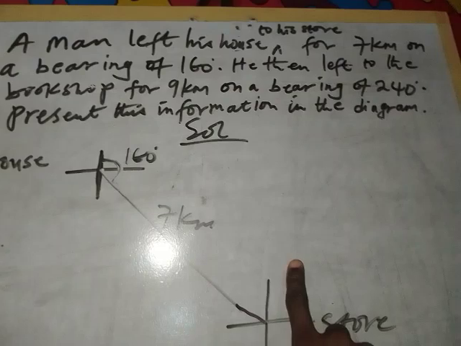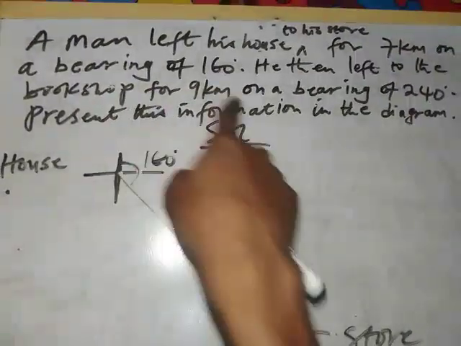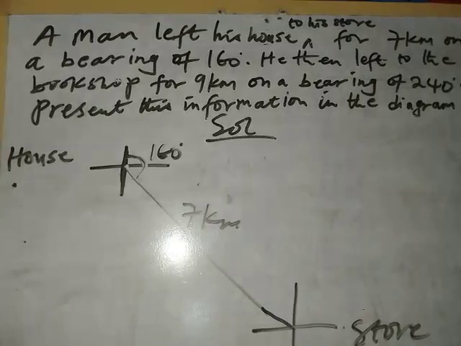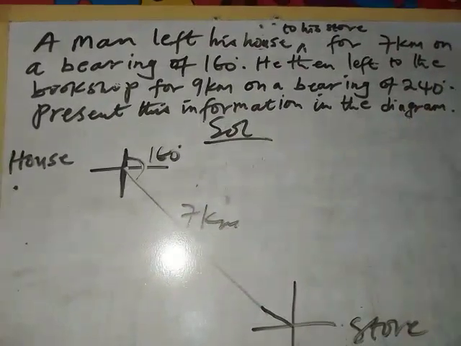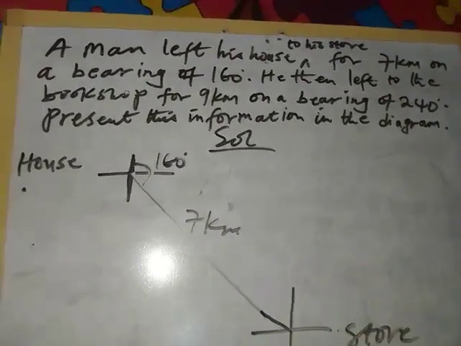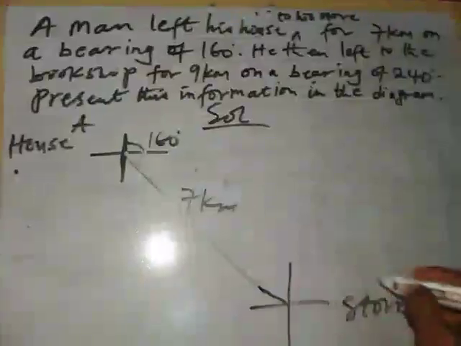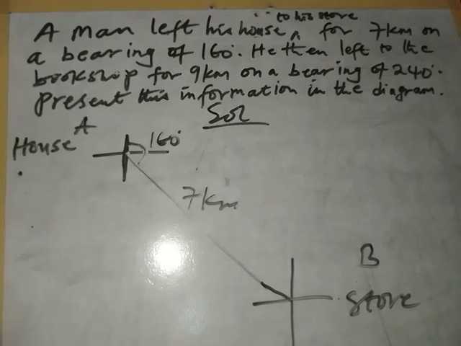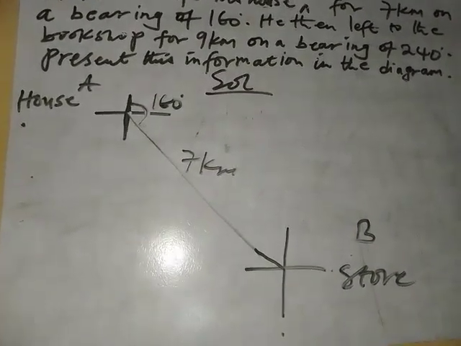Now the second part of the question goes like this. He then left the store to the bookshop for 9 kilometers on a bearing of 240 degrees. Now let's use point B. If this is the house, call the store point B. So the bookshop is the point C that we are looking for. Are you getting me now?